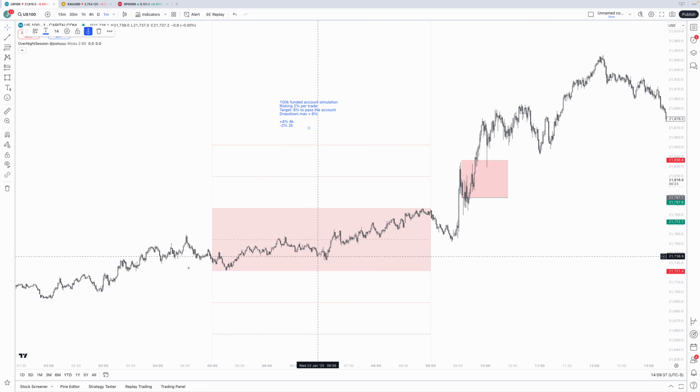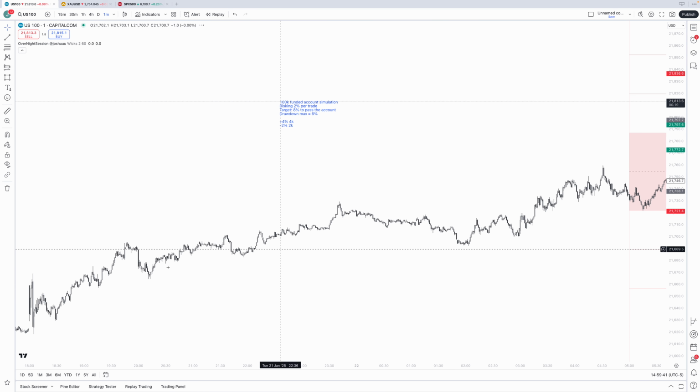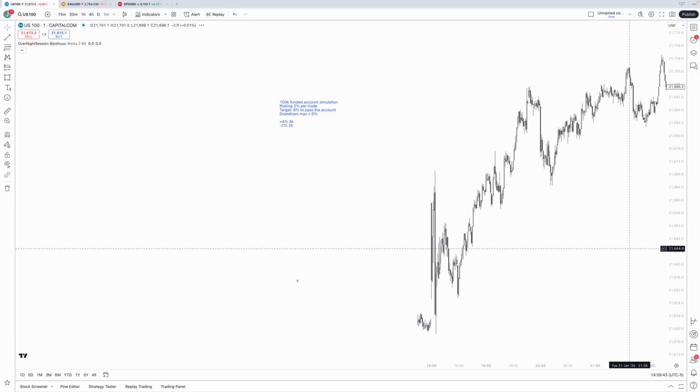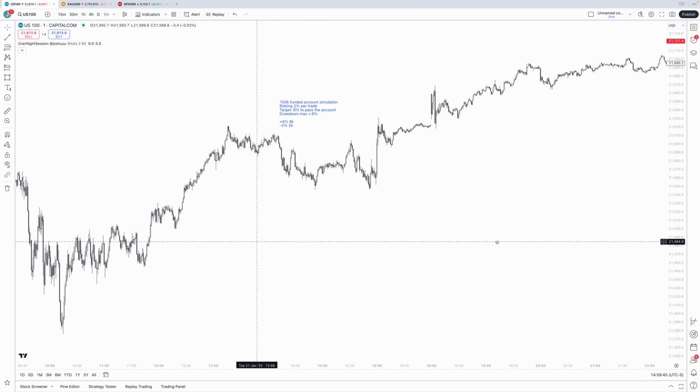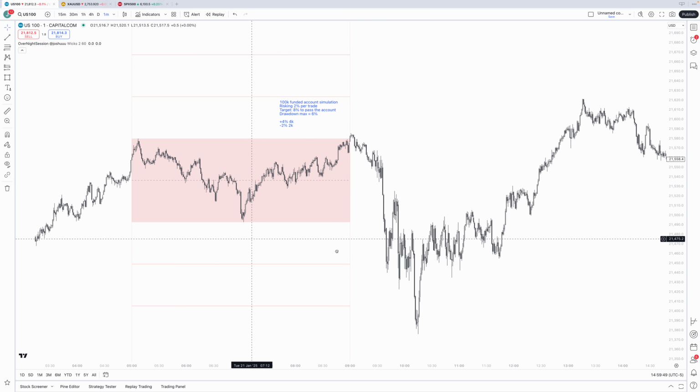So let's go back to the previous day. By the way, guys, we don't trade news, and we only trade if there's consolidation. We don't trade if it's, for example, an uptrend overnight. So let's continue going back. This is kind of perfect.